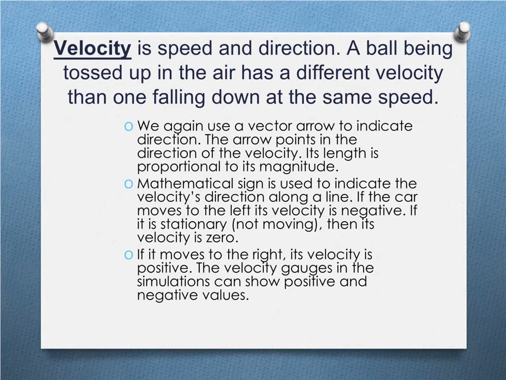We're going to use an arrow to represent this vector again and indicate the direction. We also use the mathematical sign to indicate the direction. Once again, positive is anything that goes up or to the right, which is north or east, and negative is anything that goes down or to the left, which are west and south.